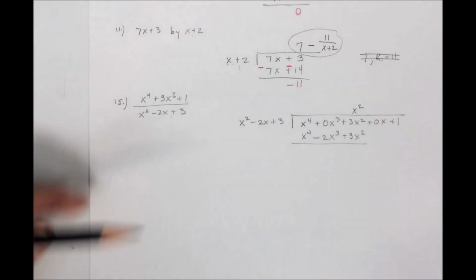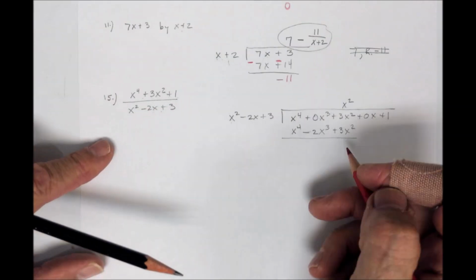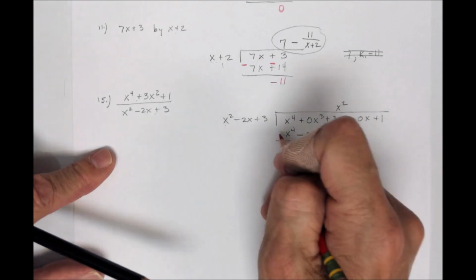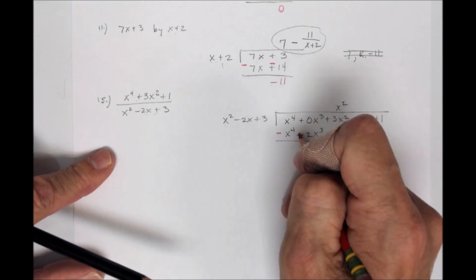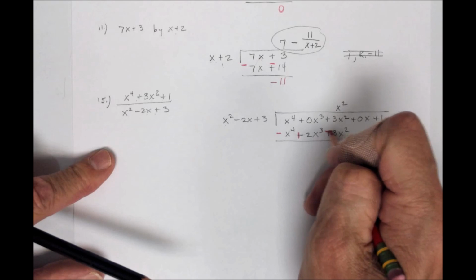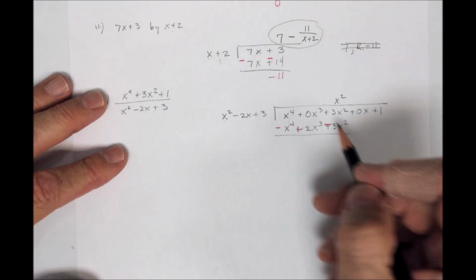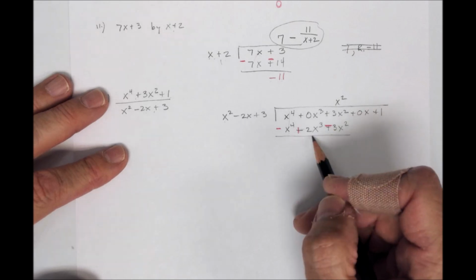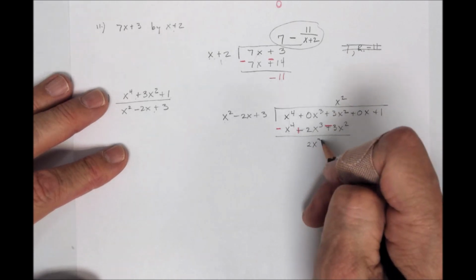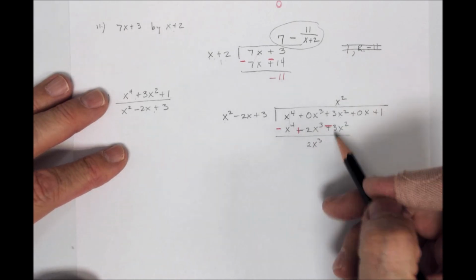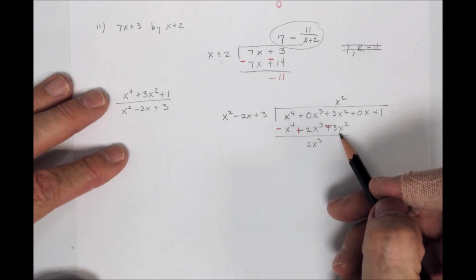Here's where I would subtract, but as I've mentioned a few times, I prefer to add the opposite. So I'm going to change the signs. This becomes negative, this becomes positive, this becomes negative. And then I add straight down, these cancel. I have 0x cubed and a positive 2x cubed, that's 2x cubed. I have a positive 3x squared and a negative 3x squared, they cancel, that's just 0.